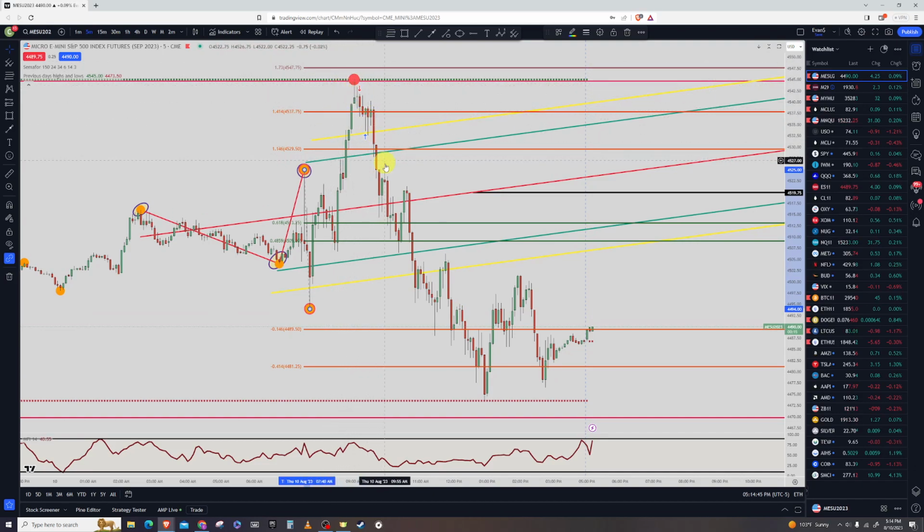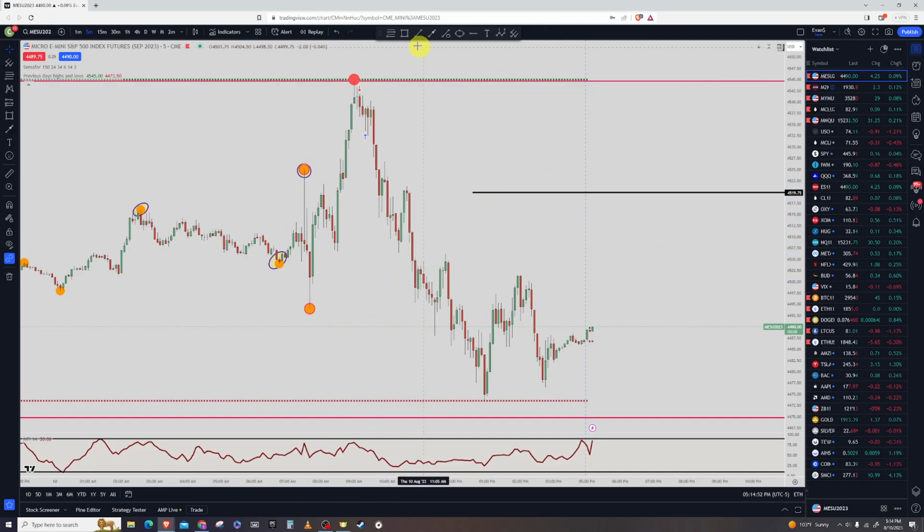So quick short, obviously wish I'd held on to it because it came down and hit the 50% the other way to exit out that trade real nicely for it right there. So that is the S&P 500 trade from today for it.